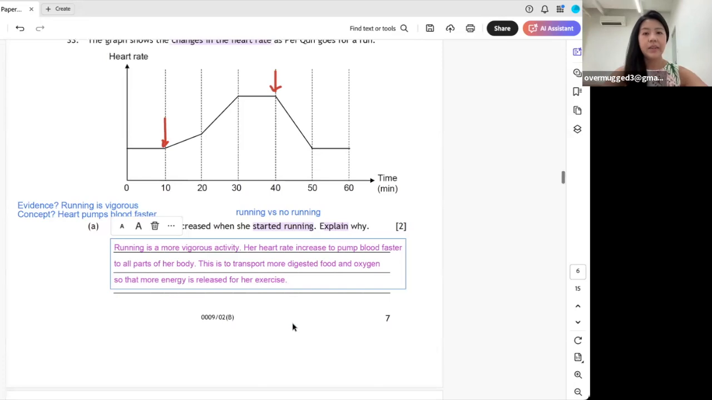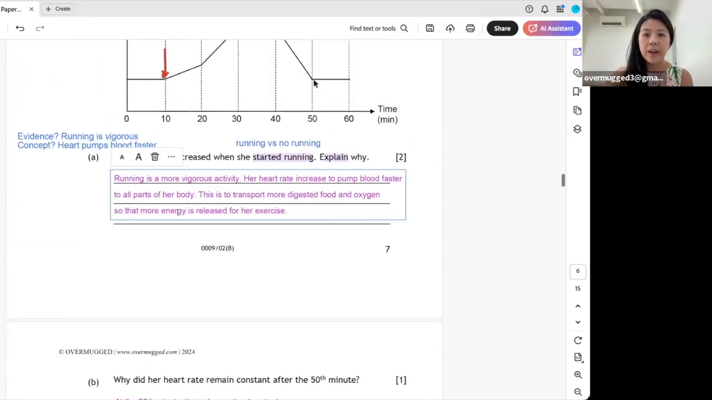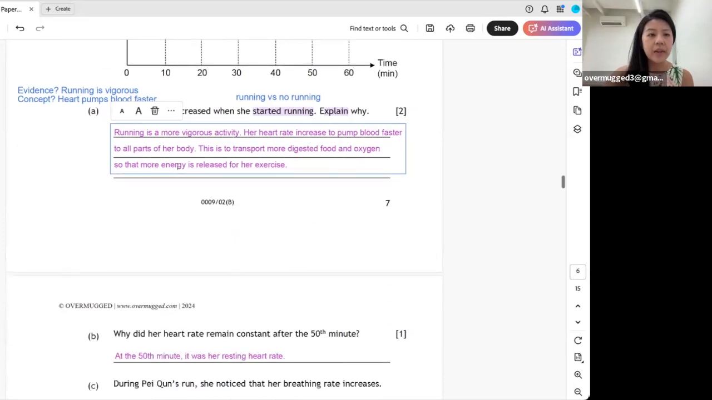And moving on to B. Like I was explaining just now, the heart rate ends off here at a constant rate. We are now asking why. This is simply because this is our resting heart rate.